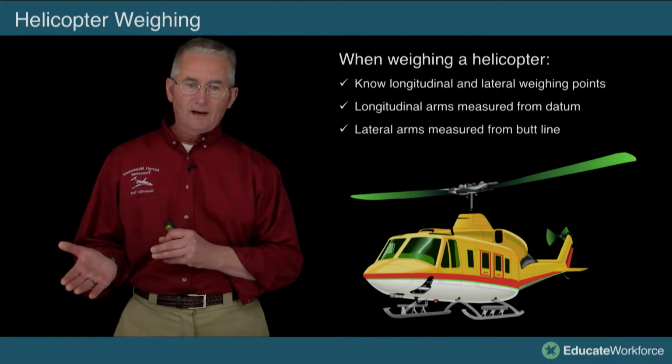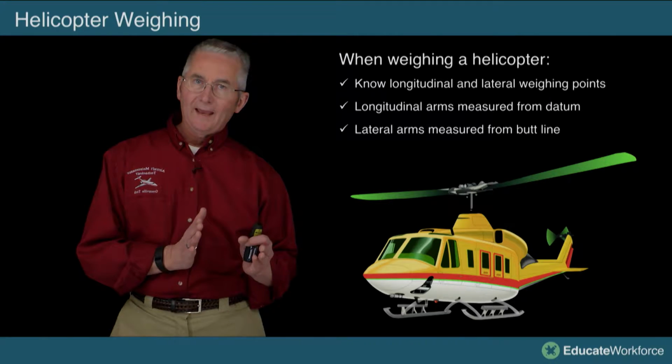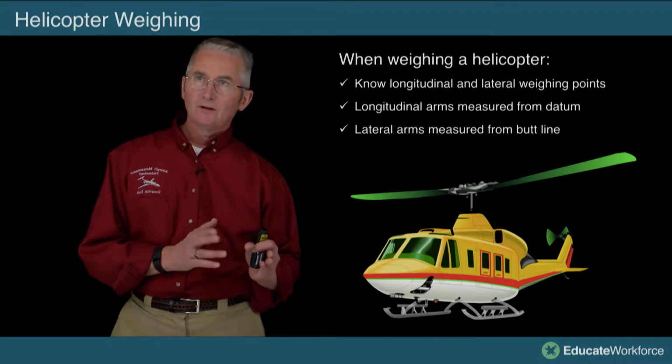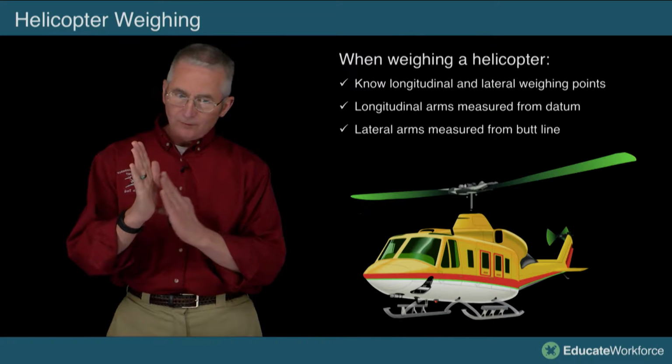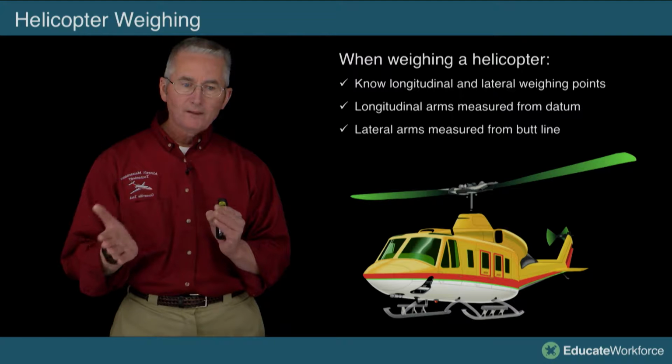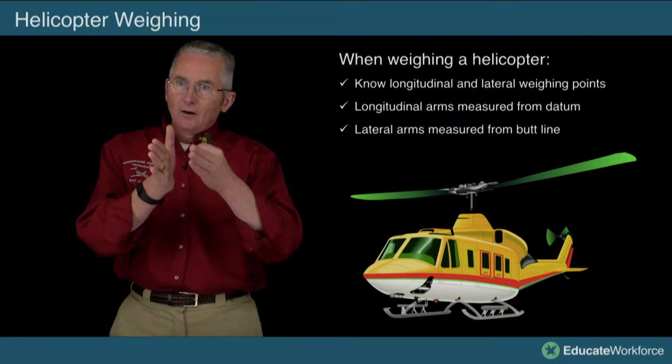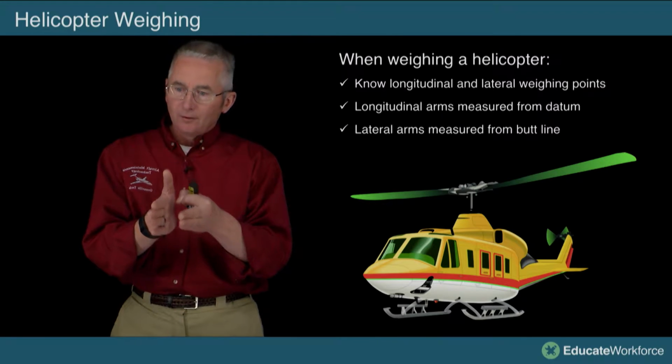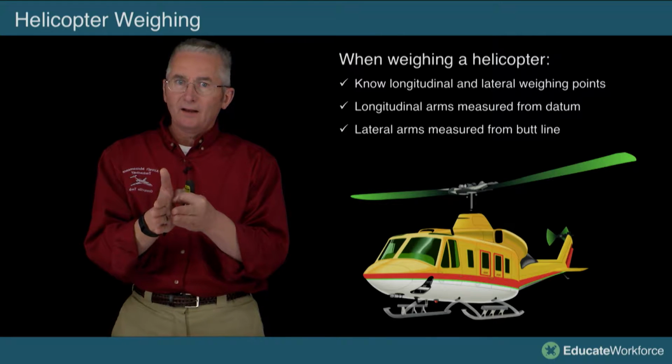When weighing a helicopter, we need to know the longitudinal and the lateral weight points of the aircraft. Again, longitudinal is from the front going back, and lateral is left and right. We need to know what the arms are, we need to know where we're going to measure the aircraft from. What is the datum on that helicopter?